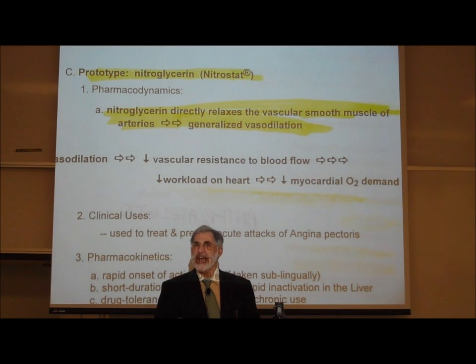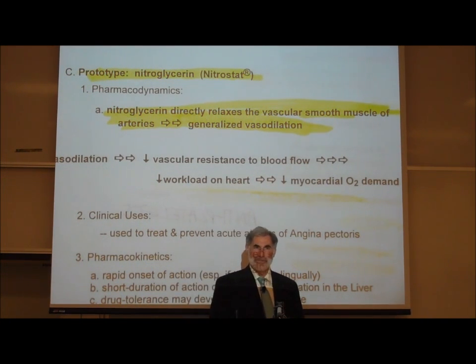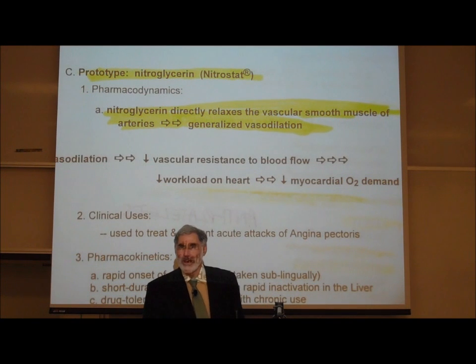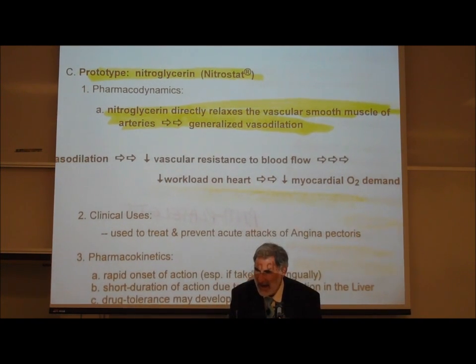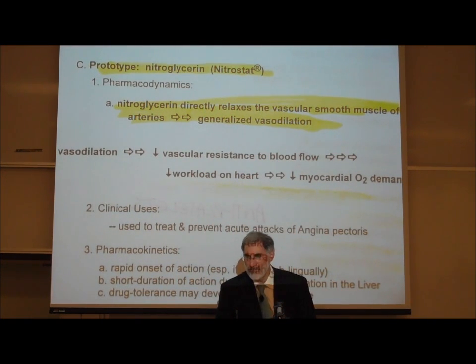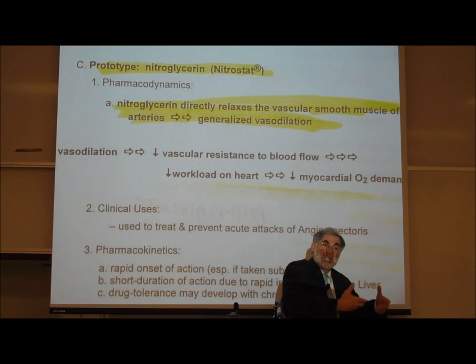In fact, this is exactly how the drug Viagra works. It dilates the blood vessels in the body, including in the penis of a guy, increasing the flow of blood into the penis. Well, nitroglycerin mimics the action of nitric oxide. So because it mimics the action of this neurotransmitter called nitric oxide, it relaxes vascular smooth muscle, leading to generalized vasodilation.